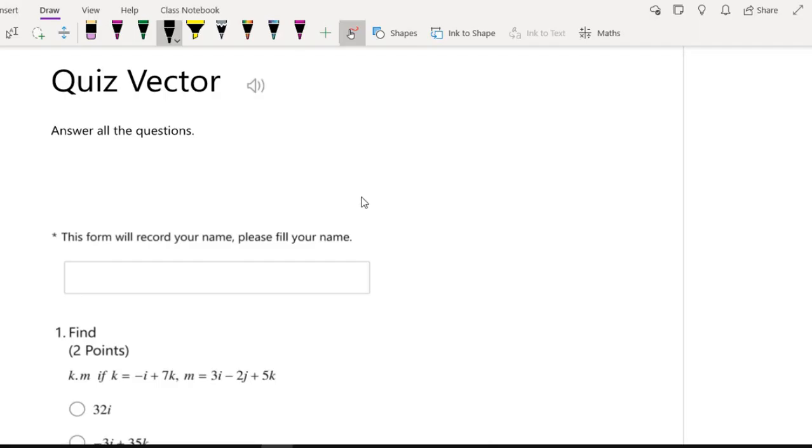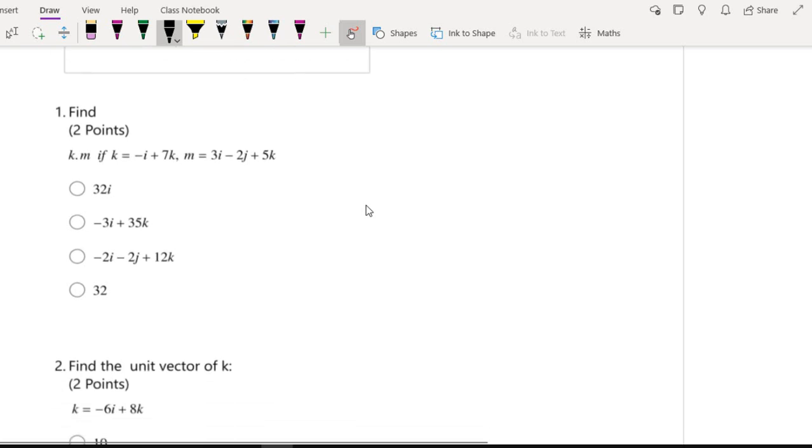Hawker's vector, number one. Find vector k dot vector m if vector k equals negative i plus 7k, vector m equals 3i minus 2j plus 5k.